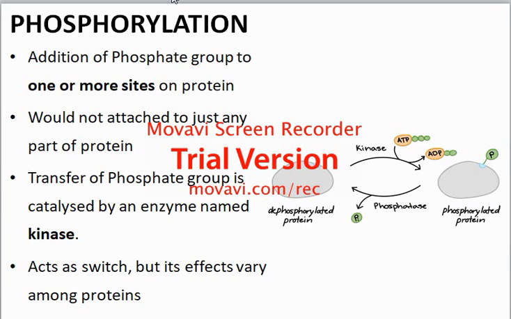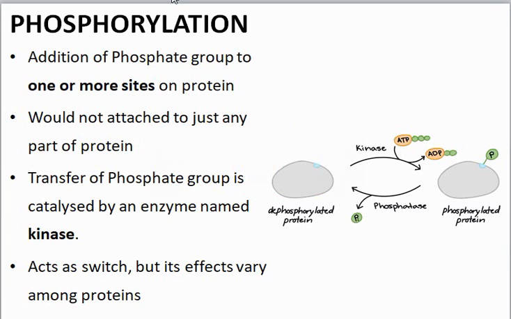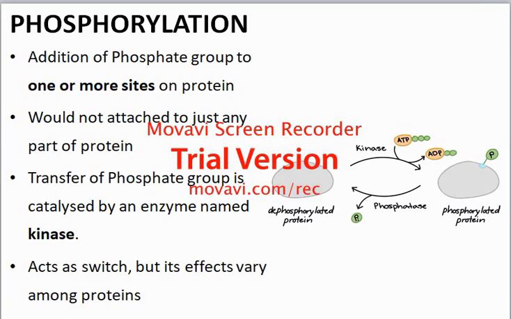Actually, proteins can be activated or inactivated in a variety of ways. However, one of the most common tricks for altering protein activity is the addition of a phosphate group to one or more sites on the protein. And that process is called phosphorylation.